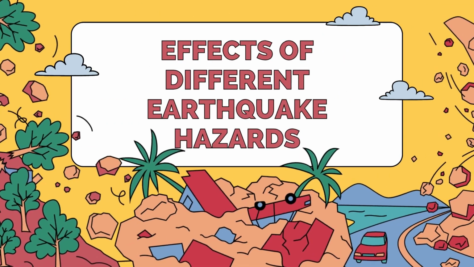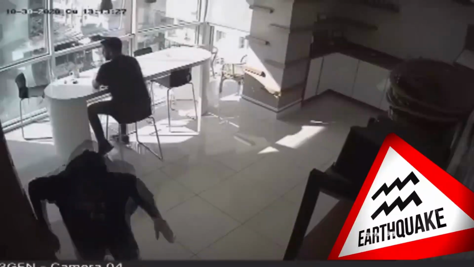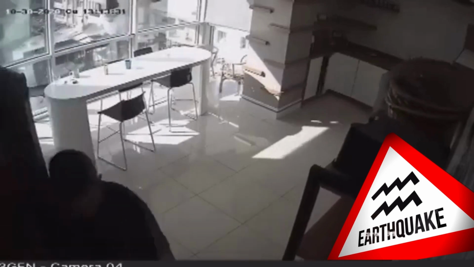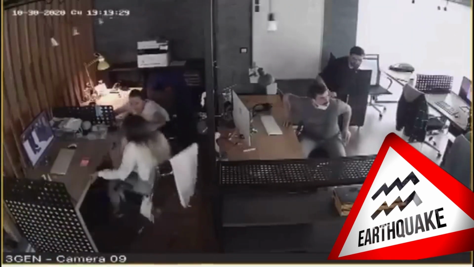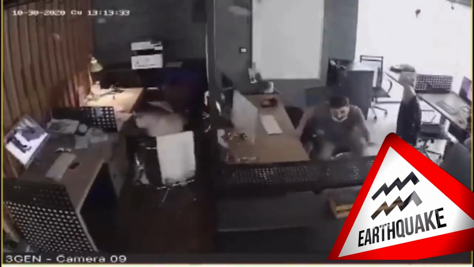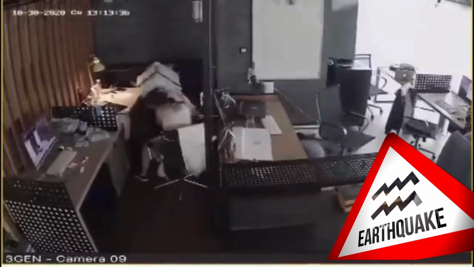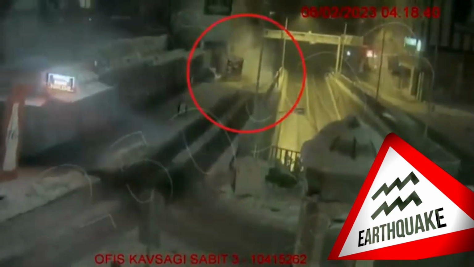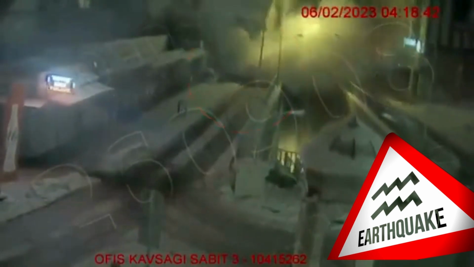Effects of different earthquake hazards. Earthquakes are powerful natural events that can cause a range of devastating hazards. The effects extend beyond the initial shaking and can have long-lasting consequences. Here's a breakdown of the major earthquake hazards and their impacts.